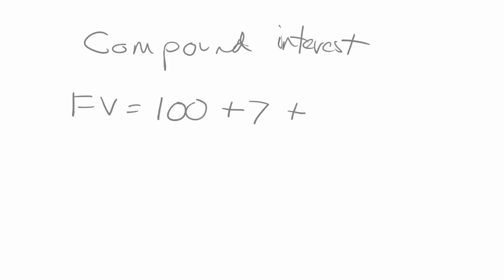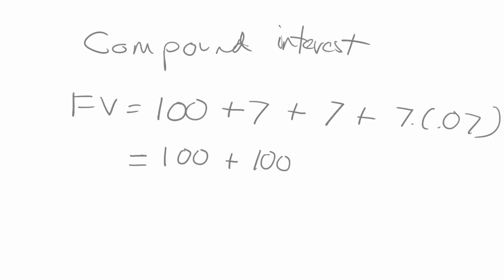Then we get another $7. And finally, we get the interest payment on the first $7. Another 49 cents. Let's just do it with the letter R. We get $100. Then we get our interest payment. Then our second interest payment. And then interest on interest.